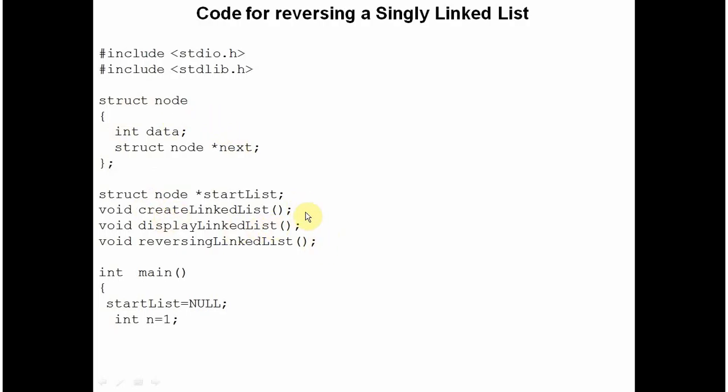Here, there are three prototypes for the three functions that I've used in this program. One is create linked list. Obviously, it will be used for creating a single linked list. This is display linked list. This is for showing the content of the single linked list. And this is the main focus of this lecture, reversing linked list. Obviously, this function will reverse the single linked list which is created.